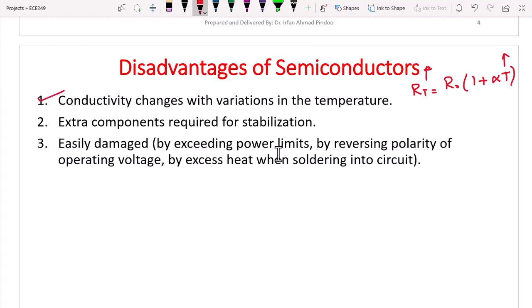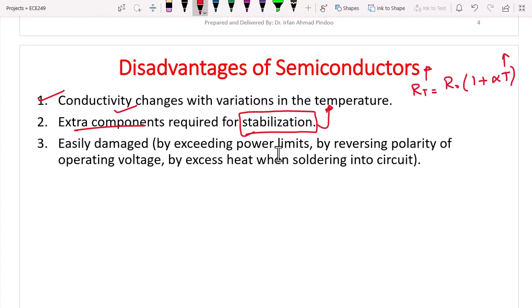Second one is you need extra components for stabilization, which actually is a solution for the first problem. If your values are changing, then we can stabilize things. Like in our homes we use a stabilizer. If your voltage is fluctuating and you are running the AC and all, you will be using a stabilizer. Similarly, you will need extra components so that you can stabilize the current or the voltage. So that extra hardware is a disadvantage, because extra hardware means more money is involved.